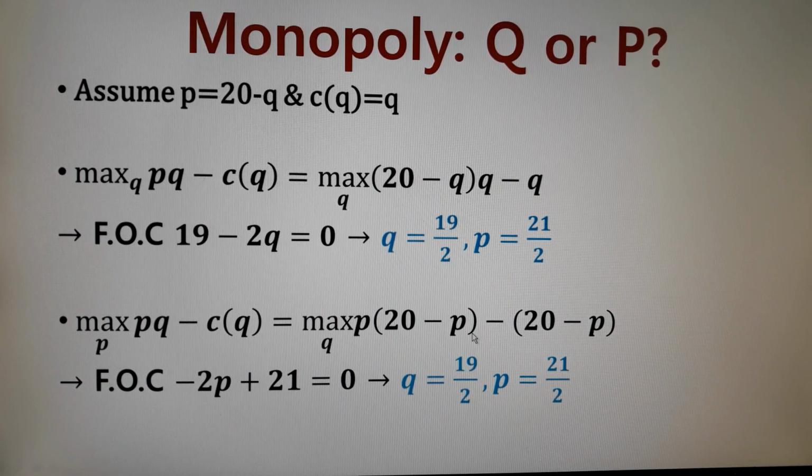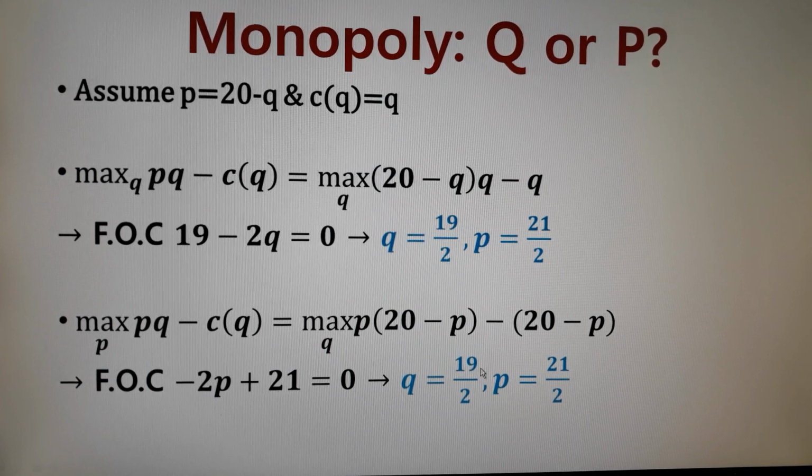And for the condition, minus 20 would disappear because it's a constant. It's going to be 21P minus P square. If you differentiate, 21 minus 2P. So P equals 21 over 2. This time we calculate P. And then if we put it there, when P is 21 over 2, the Q should be 19 over 2.